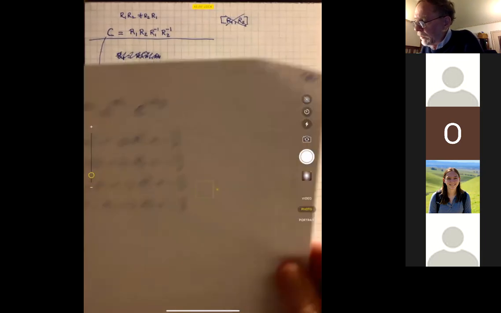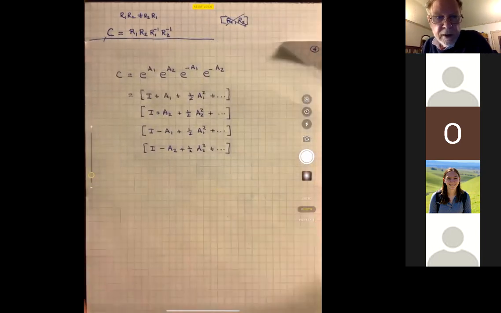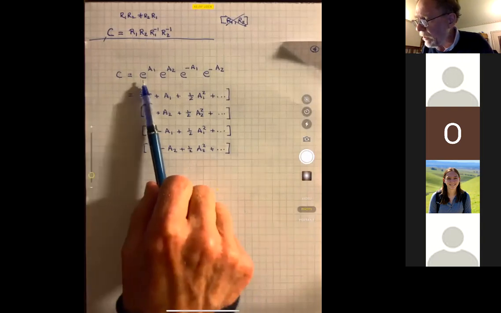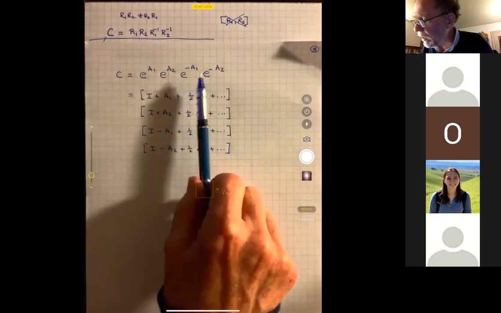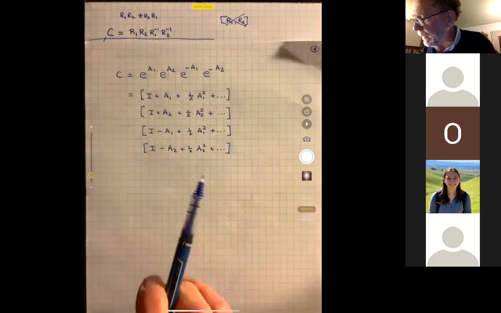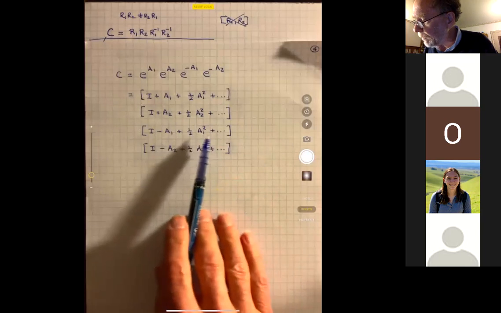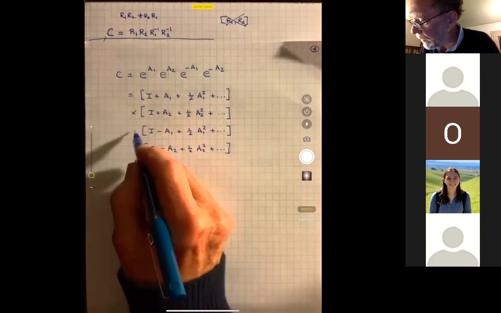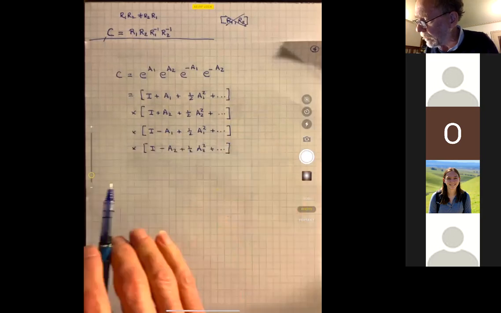I've summarized here on this page the algebra that's involved. Here's C, where these A's are antisymmetric matrices: e to the A1, e to the A2, e to the minus A1, e to the minus A2. If I just write these series out and multiply all four of these series together, I've carried them out to second order. You can go on if you want.